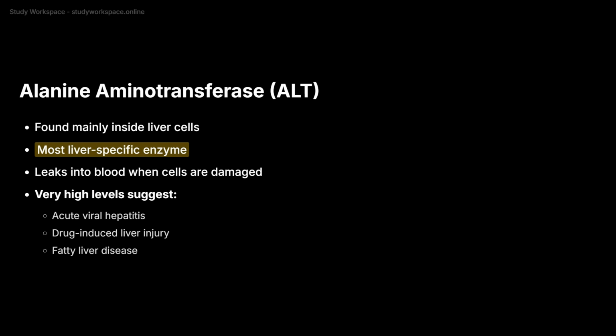Let's start with alanine aminotransferase, or ALT. This enzyme is found mainly inside liver cells, making it the most liver-specific enzyme. When liver cells are damaged, ALT leaks into the blood. Very high levels usually suggest acute viral hepatitis, drug-induced liver injury, or fatty liver disease.